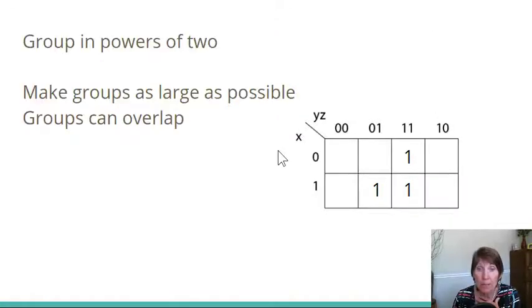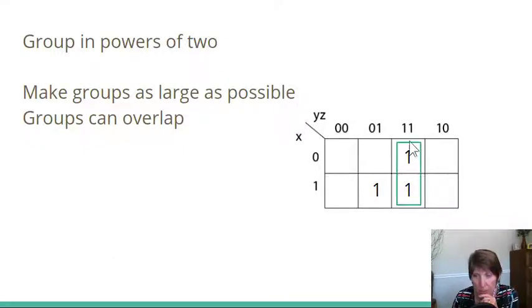The next step is to group in powers of 2, and we want to make the groups as large as possible. So we certainly have groups of 1, but that's not the largest. Can we get groups of 2? We can get groups of 2. Can we get groups of 4? We can't get groups of 4. And a group of 3 isn't allowed, right? So let's go ahead and aim for our groups of 2, and let's see if we can find some.